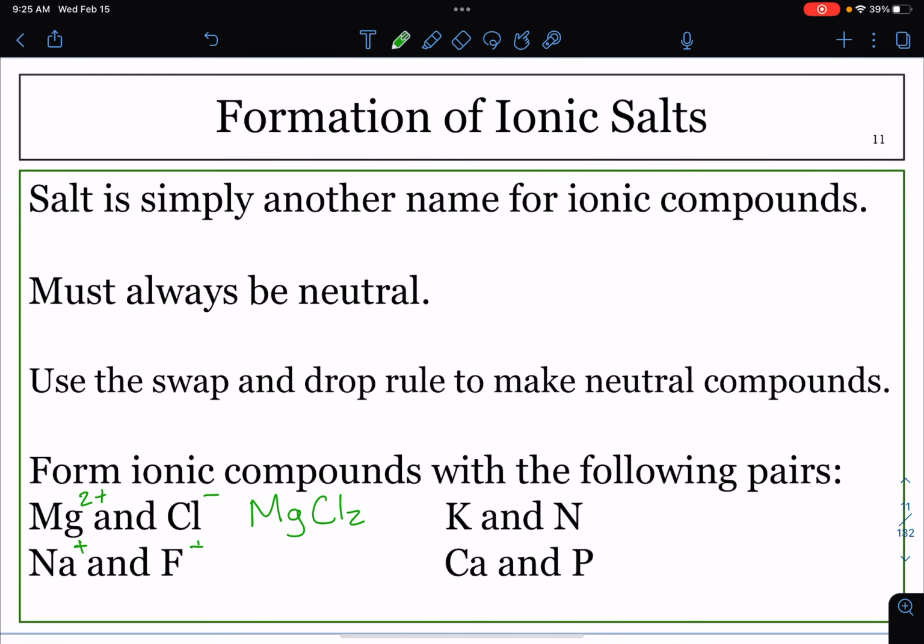Sodium is a +1. Fluorine is a -1. One of each makes a neutral compound. Potassium has a +1 charge, nitrogen a 3-. We need 3 potassiums and 1 nitrogen then to make a neutral compound. Calcium is a 2+, phosphorus a 3-. Therefore, we need 3 calciums and 2 phosphoruses to make a neutral compound.